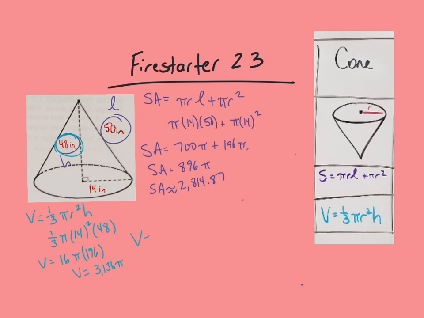Now I'm going to plug that into my calculator, and it can give me an answer: 9,852.03. Now, don't forget your label. I forgot it in surface area. It is cubic inches, and before it was square inches. All right, that's going to finish Firestarter 23.